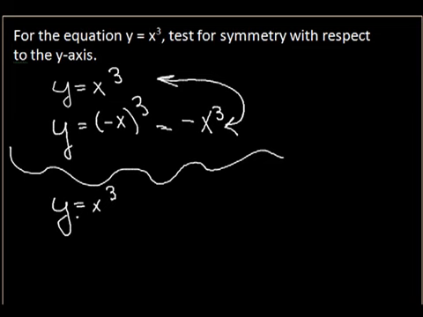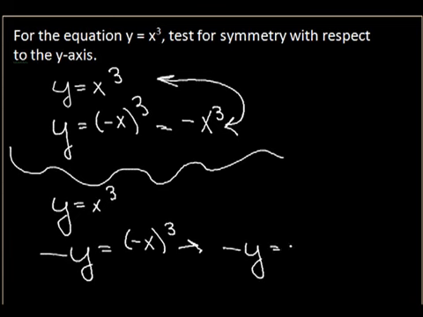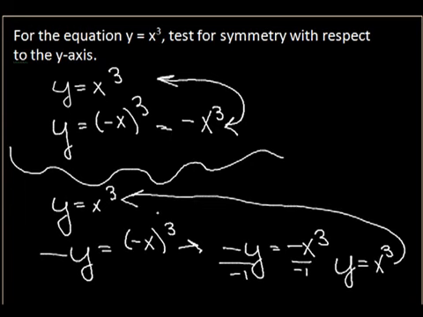Now remember, with the origin, both of these change. So we'll have -y equals -x³. Make a little arrow here, -y equals -x³. Interesting, if I divide by -1 on both sides, I end up with y equals x³, which does look like my original. So y equals x³ is symmetric with respect to the origin.